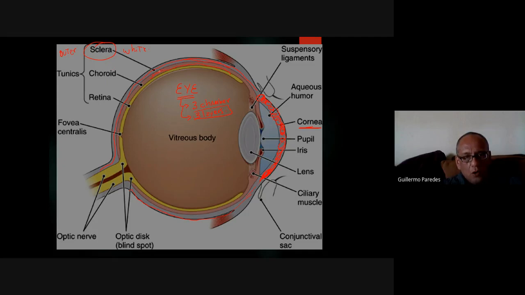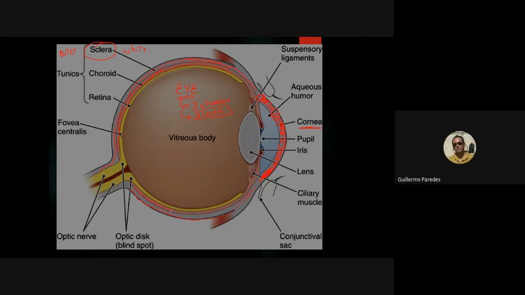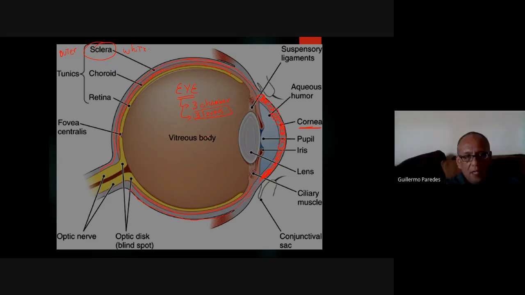The choroid is all this red layer here. We were talking in the nervous system about the choroid plexus. That is not the choroid plexus. The choroid plexus is the one that produces the cerebrospinal fluid. But here we call it the choroid membrane. What is the choroid membrane? The choroid membrane is going to have a lot of arteries and veins, so it is vascular. This is the middle layer.